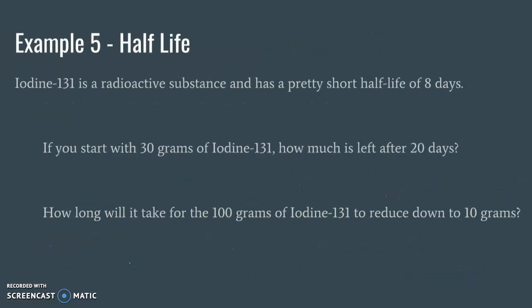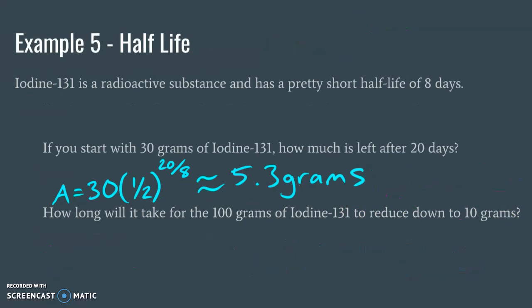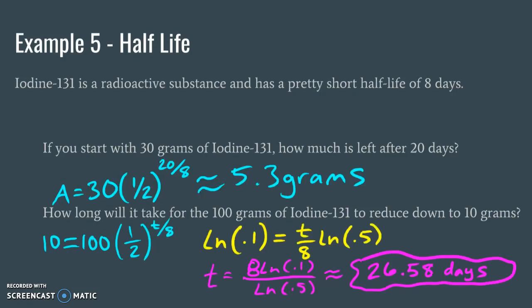So to finish up, I'm going to quickly go through a half-life example. If you start with 30 grams of iodine-131, which has a half-life of 8 days, you can easily calculate how much would be left after 20 days, which is about 5.3 grams. But if I want to calculate how long it would take a 100-gram sample to reduce down to 10 grams, this is the formula I'm going to set up, which, by using the same techniques as before and doing a little bit of algebra, we'll get that it'll take about 26.58 days to have that sample go from 100 grams down to 10.